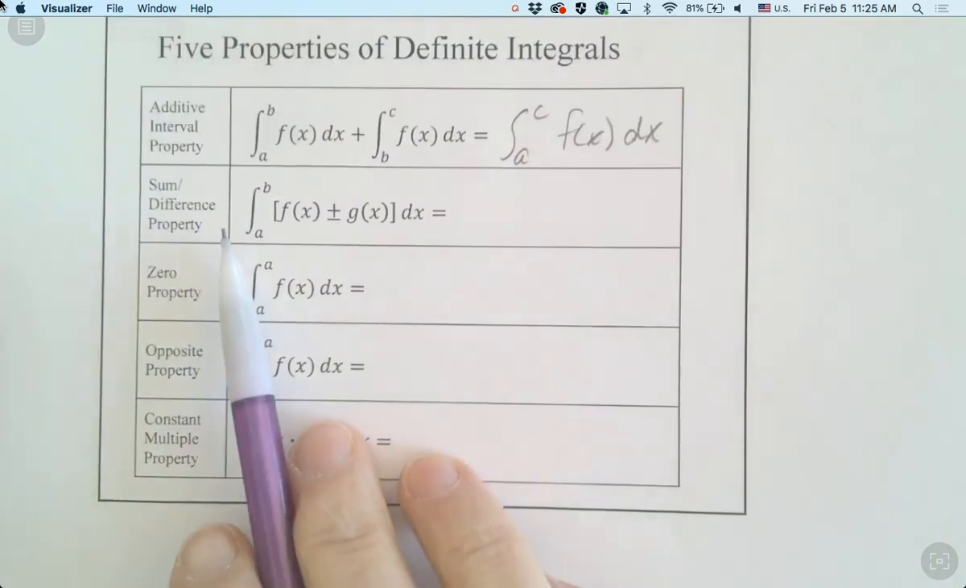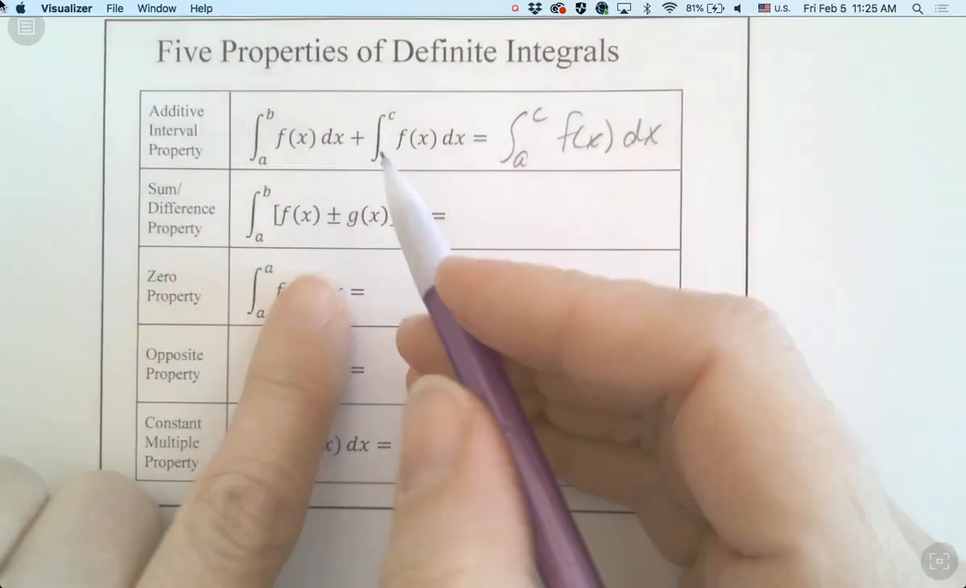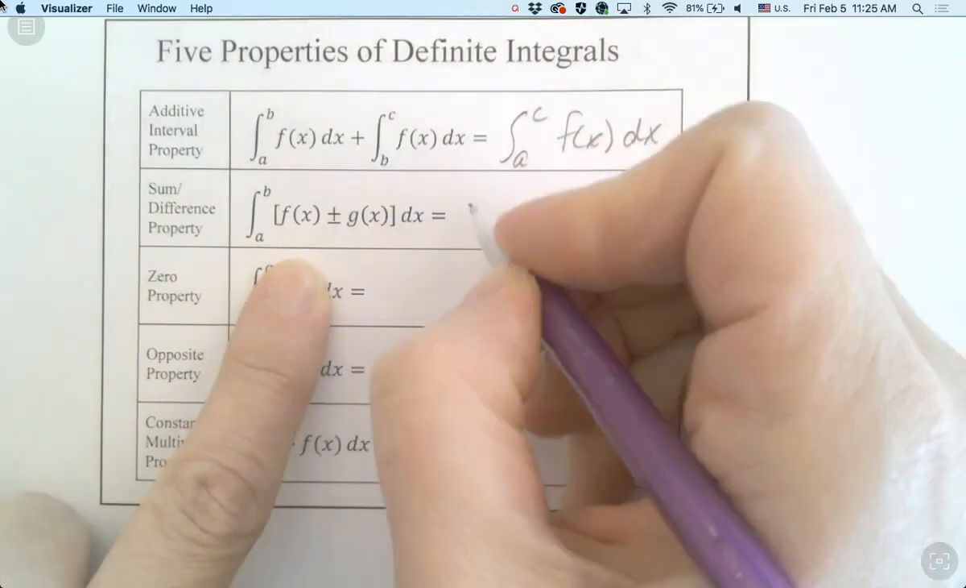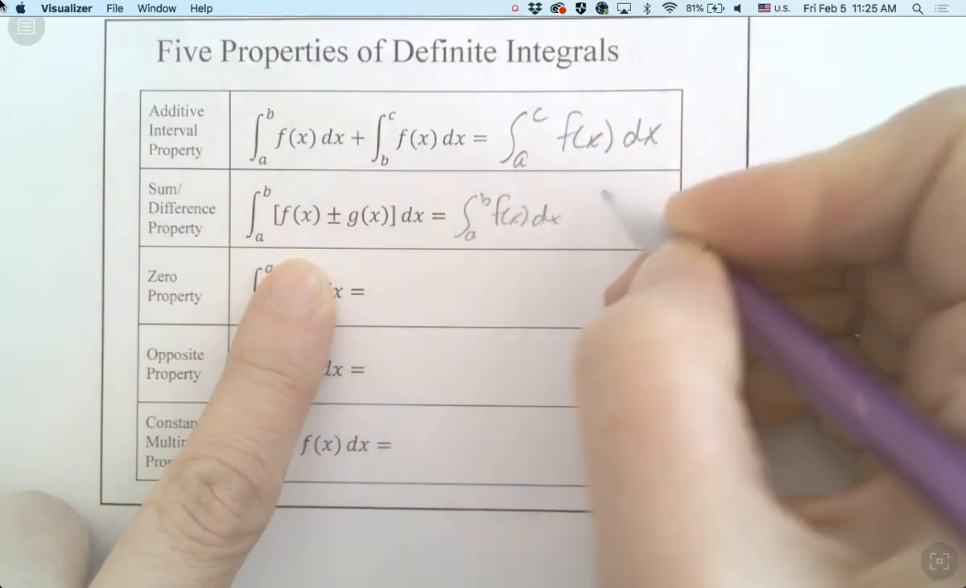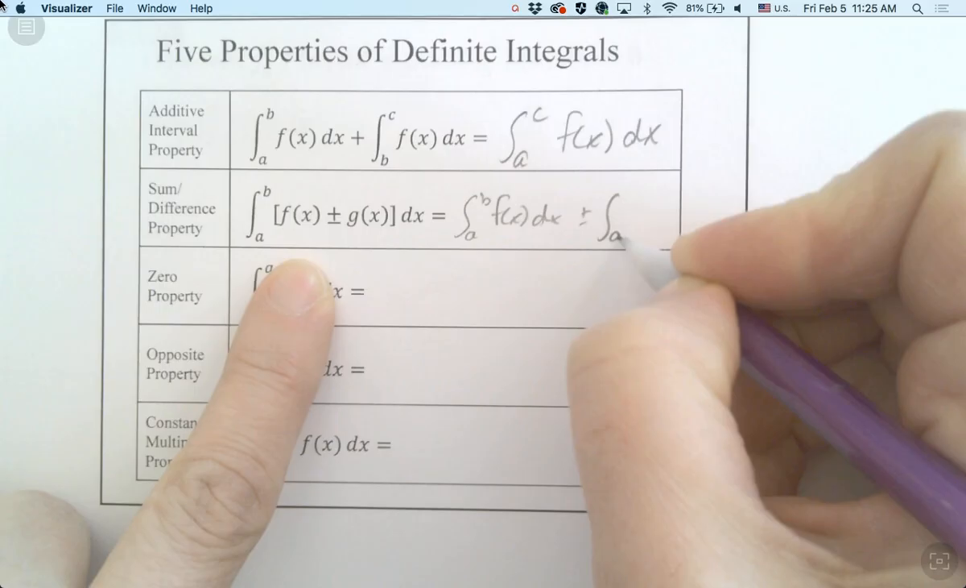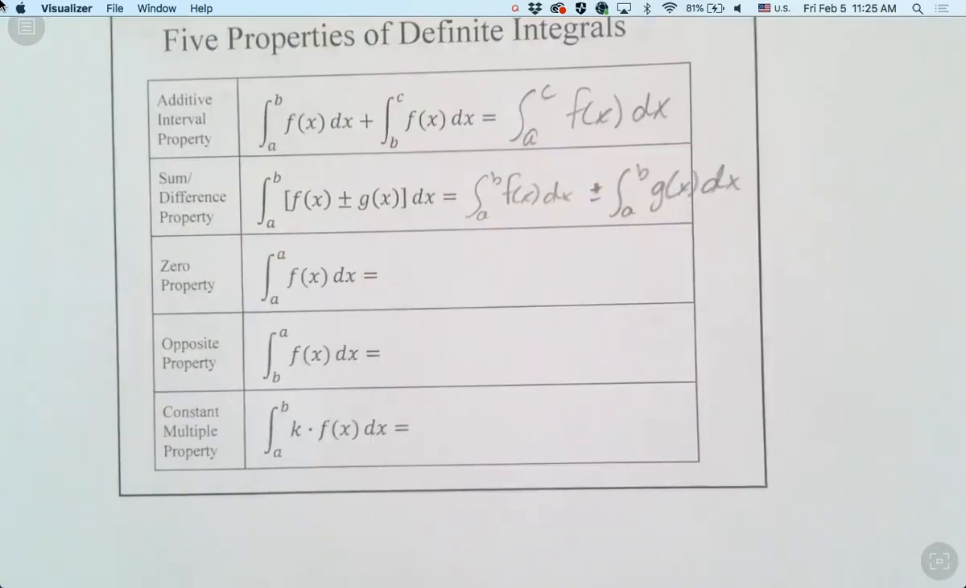Okay, for the sum difference property, we had this property when we were talking about the other integrals a couple of days ago. So this just means that you can split that up. So you can go from a to b of f of x dx plus or minus the integral from a to b of g of x dx. The next one is the zero property. You can probably figure out what we're going to put here. The integral from a to a is going to be 0.